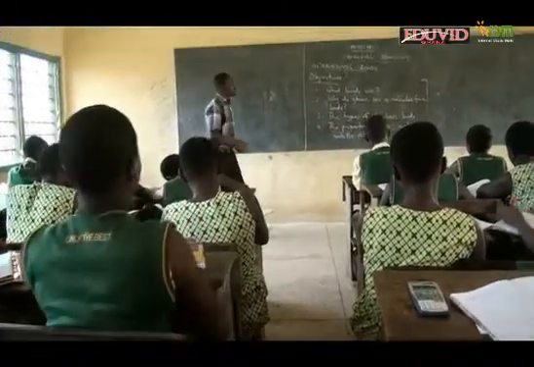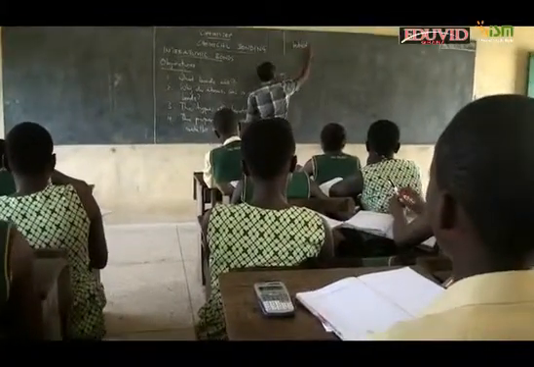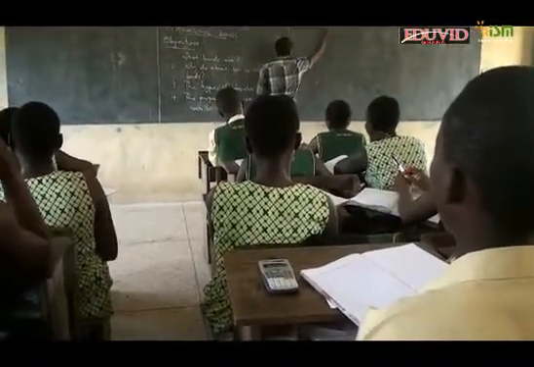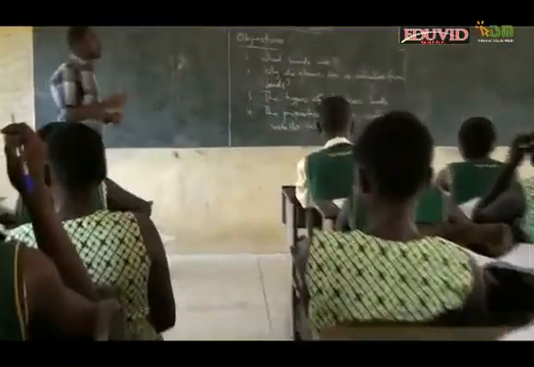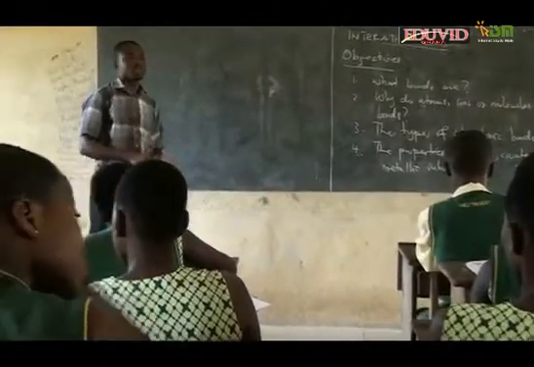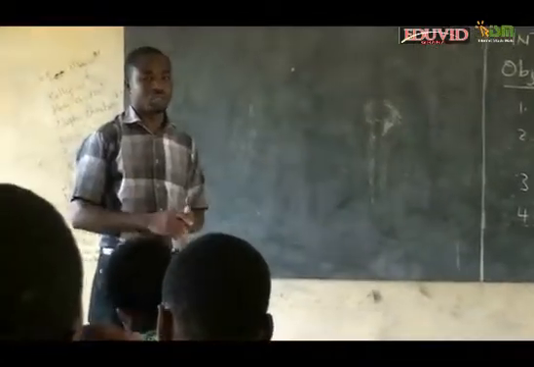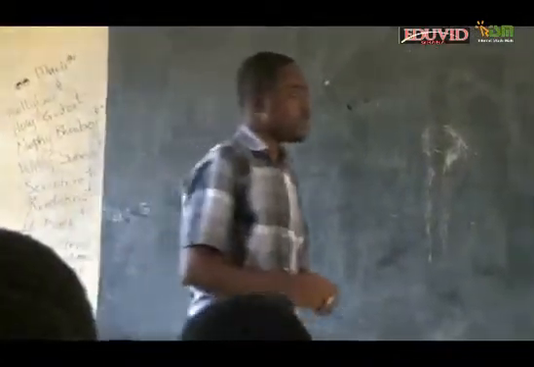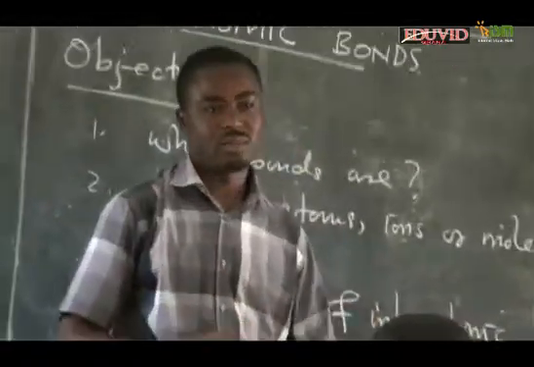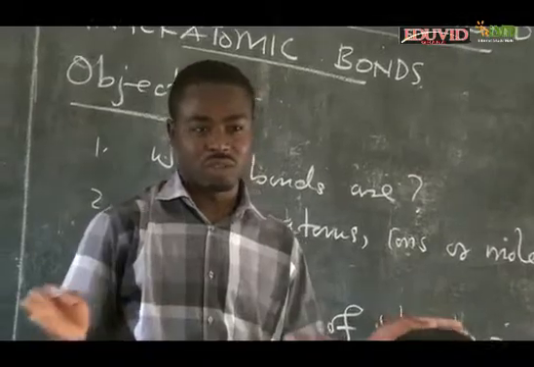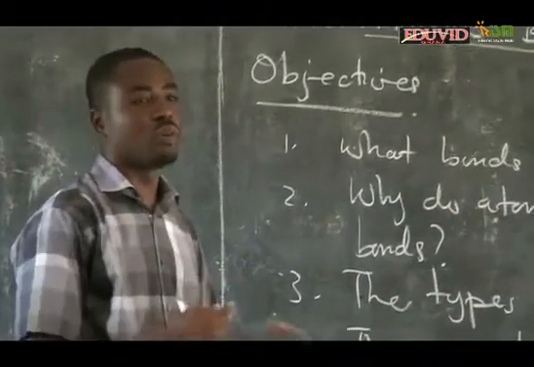Right? We'll begin by looking at some introduction. What are bonds? That would be the first thing that will come to mind. A bond could be described as anything that holds two things together. It could be as big as between you and your parents, or between two countries. Or between two atoms, or ions, or molecules.